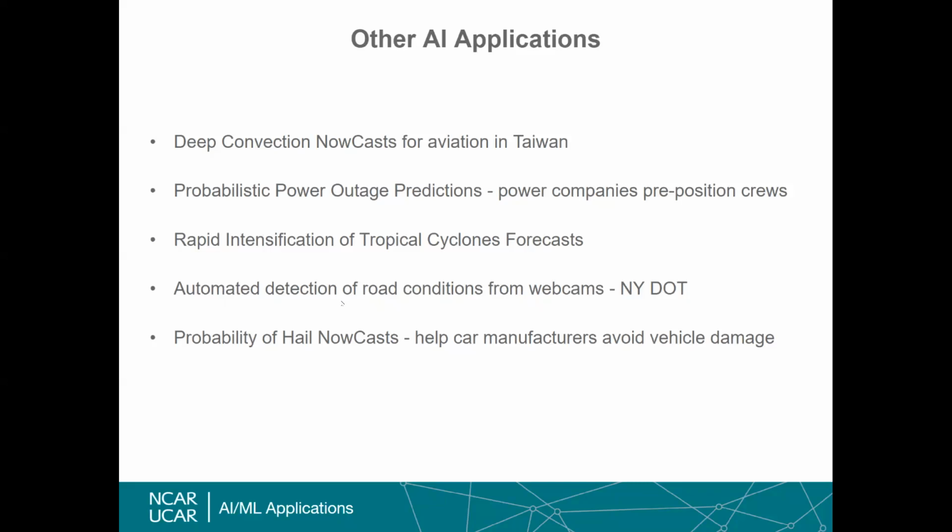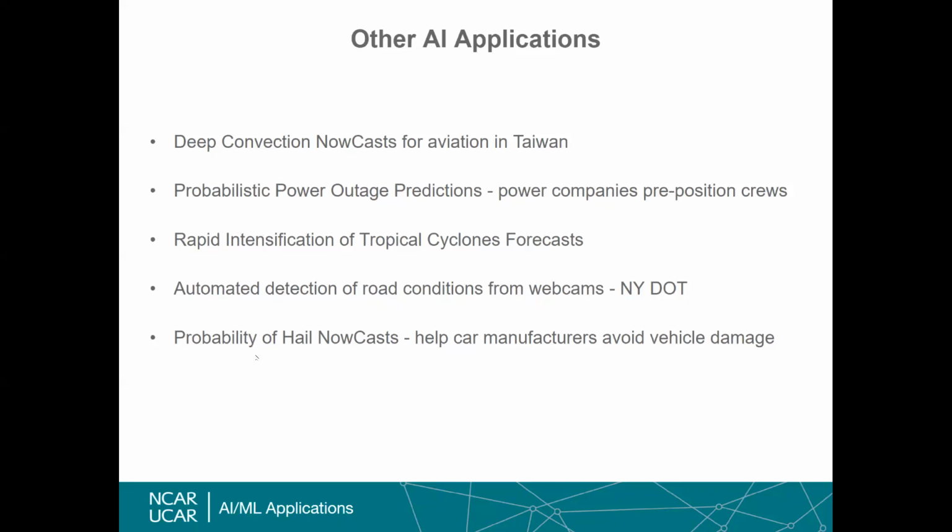Automated detection of road conditions from webcams. This is the New York Department of Transport. They're basically training an AI model on millions of images from webcams to best identify the road conditions such that they can better put out warnings.